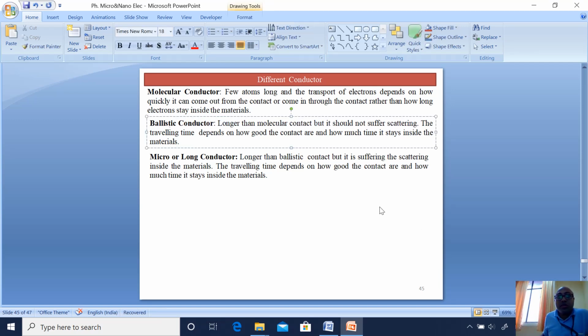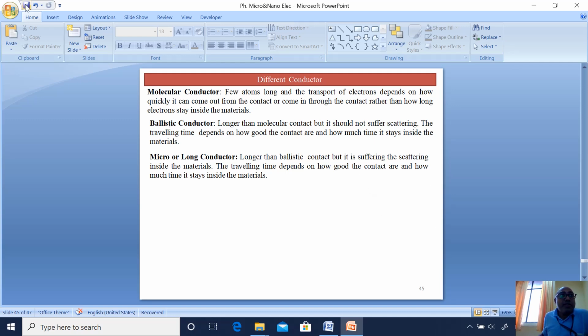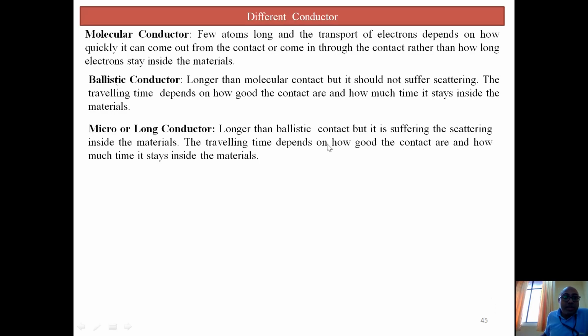Ballistic conductor, it should not suffer any scattering. So you see that here it should not suffer any scattering. That is very important. It should not suffer any scattering.